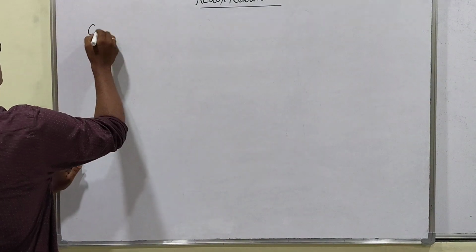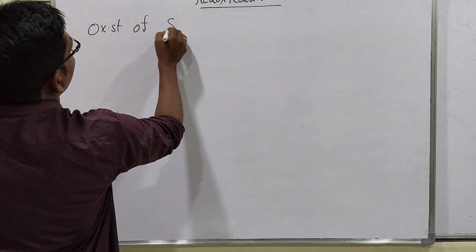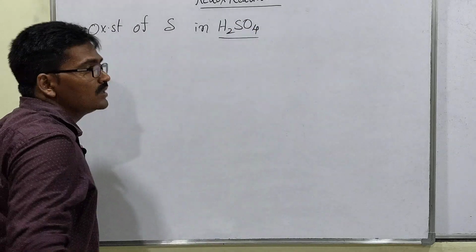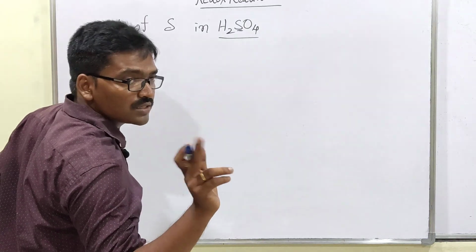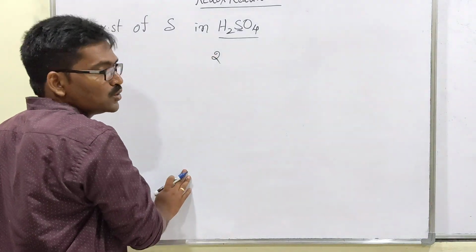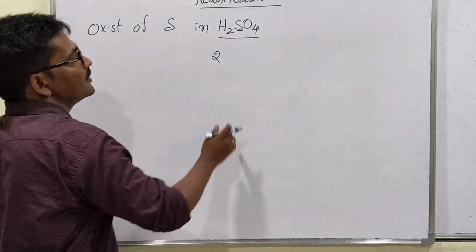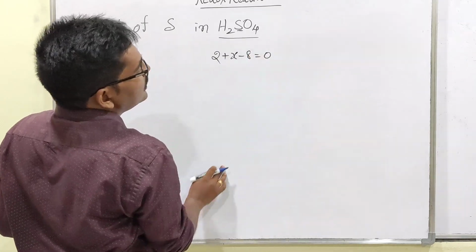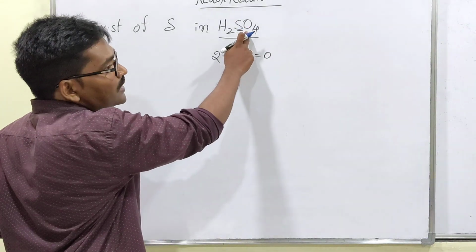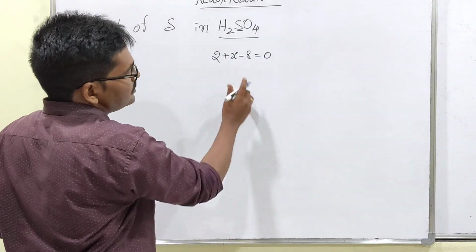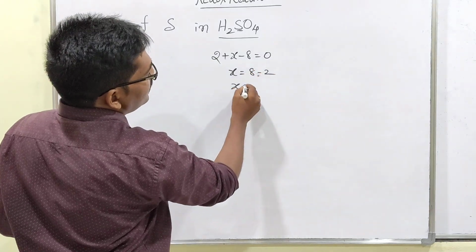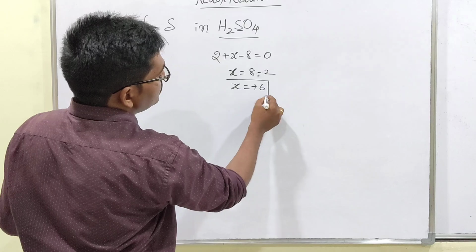Yes, some more examples, look, my dear students. The oxidation state of sulfur in H2SO4. Hydrogens are plus 1 oxidation state, so 2 hydrogens give plus 2, then plus X, then minus 8, equals 0. Why did we take minus 8? Each oxygen is minus 2, into 4 is minus 8, right? X equals plus 8 minus 2, then you get X equals plus 6 oxidation state.